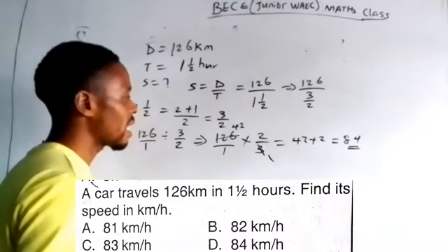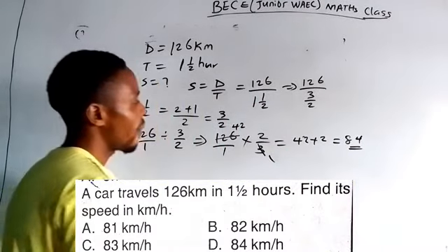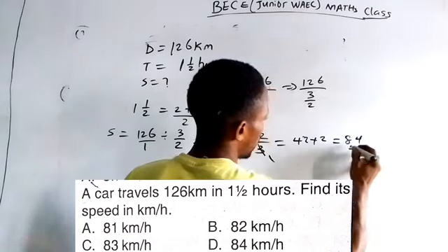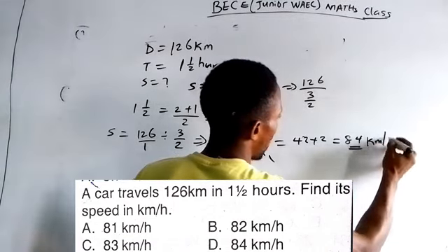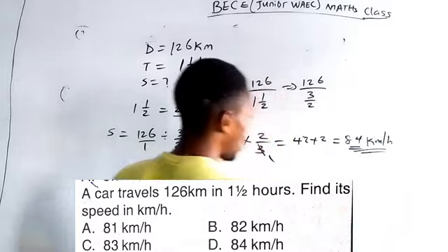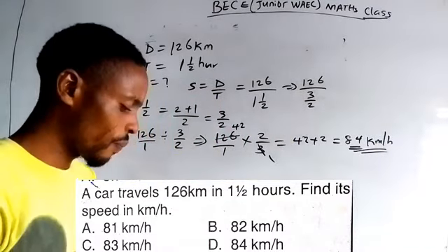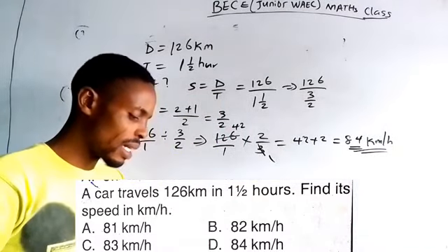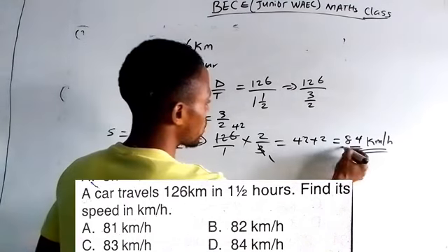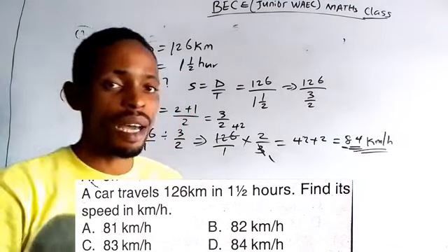We should leave the answer in kilometer per hour. So the answer is equal to what? 84 kilometer per hour. So the answer is equal to this. So let's look at the option. That is option D. So the answer to this question is 84 kilometers per hour.